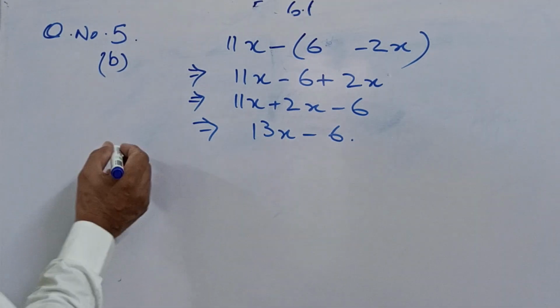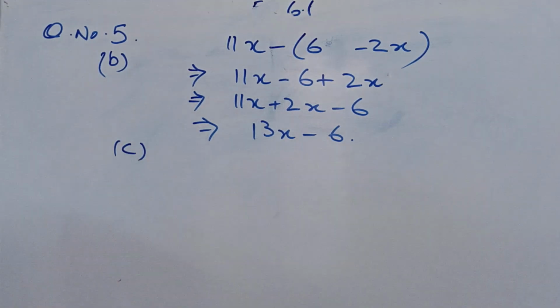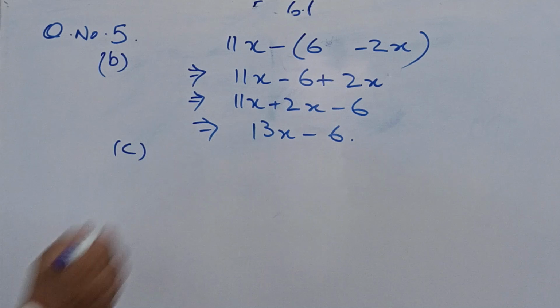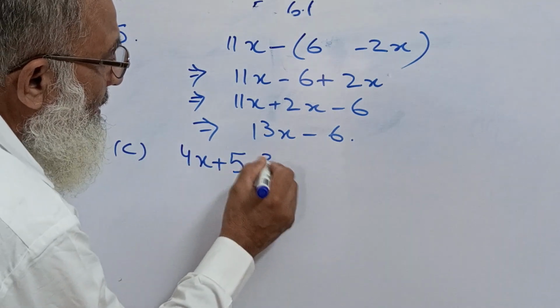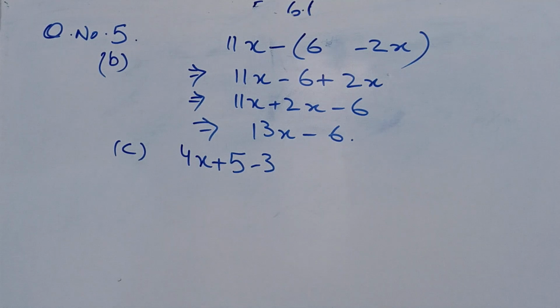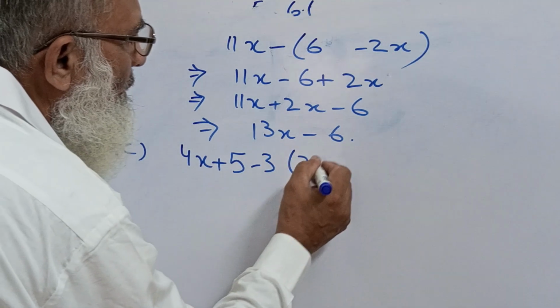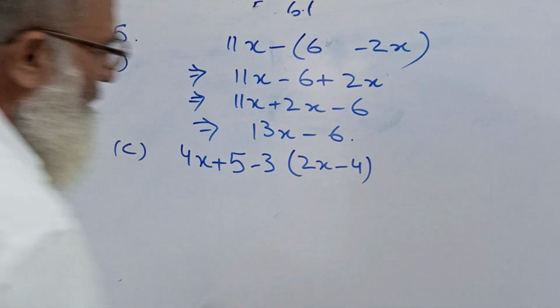Part C. Part C, what does it say? 4x plus 5 minus 3, 2x minus 4. Now this is the question.